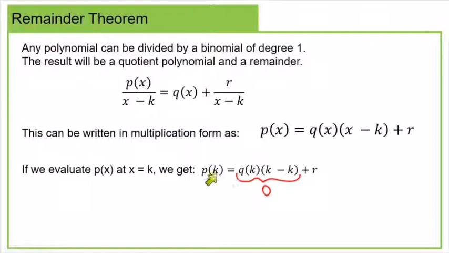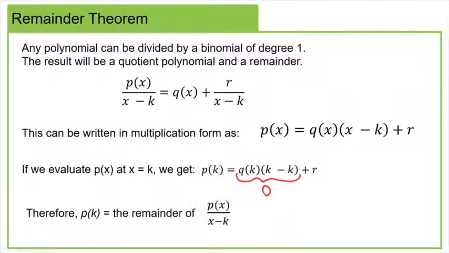So that means that p of k is just equal to r, because all of this becomes 0. And so here's the remainder theorem. P of k is the remainder that you get when you do p of x divided by x minus k. So basically what we have here is another, sometimes more convenient way of evaluating a polynomial.